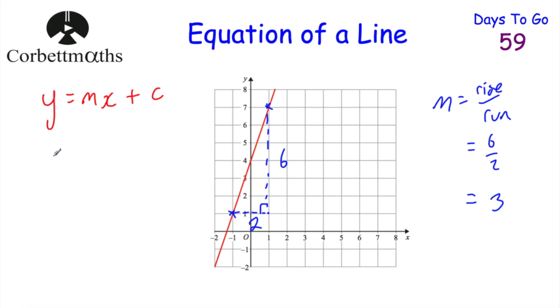So the equation of this line would be y equals, instead of mx, we're going to write 3x. And then instead of plus c, we want to find where the graph crosses the y-axis, which is 4. So plus 4, and that's it. So the equation of that line would be y equals 3x plus 4. And if you got that, well done.